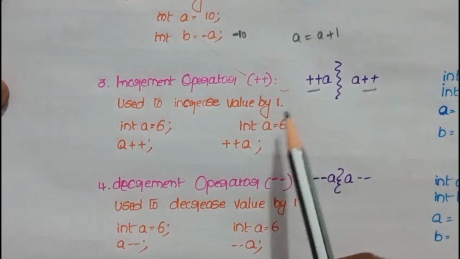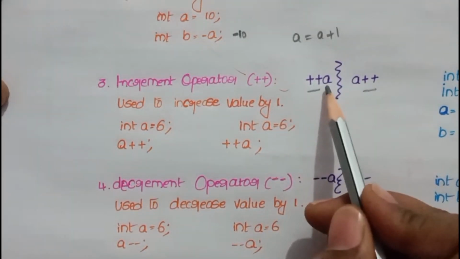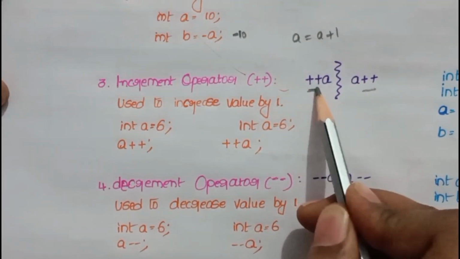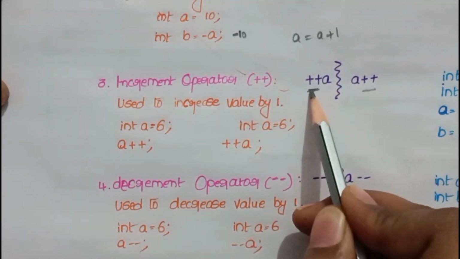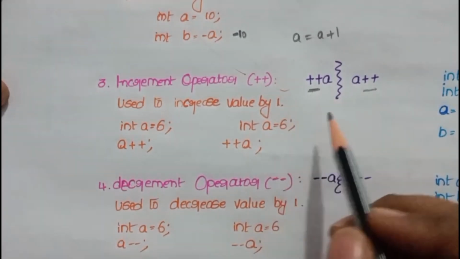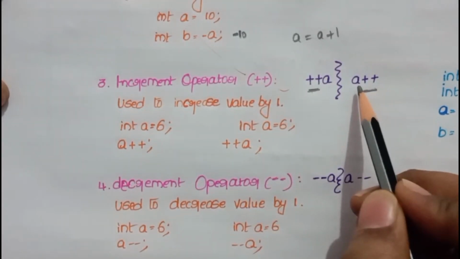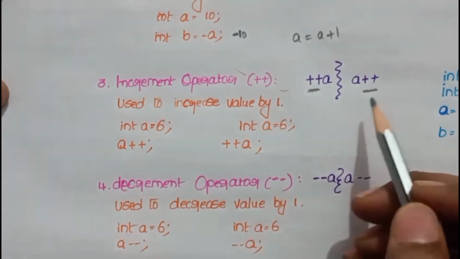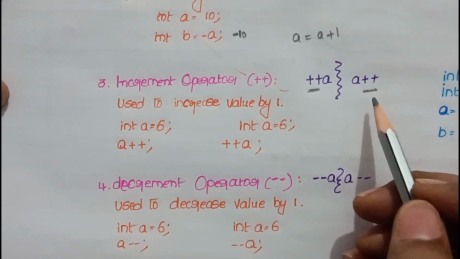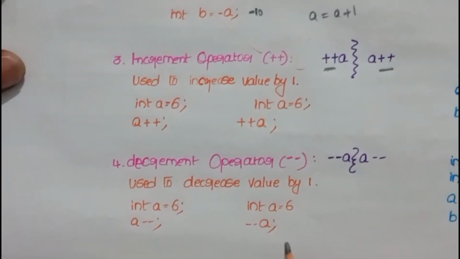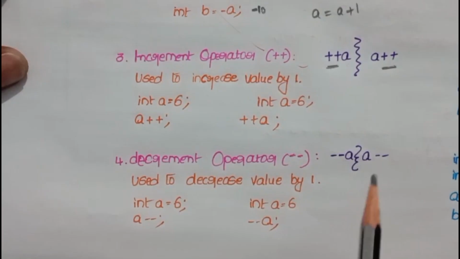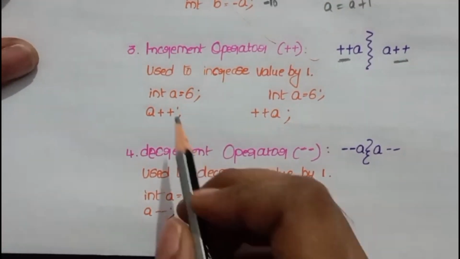This increment operator is of two types. If we place increment operator before variable, it is known as pre-increment. If we place increment operator after the variable, it is known as post-increment. Let us see how in each case this operator behaves.